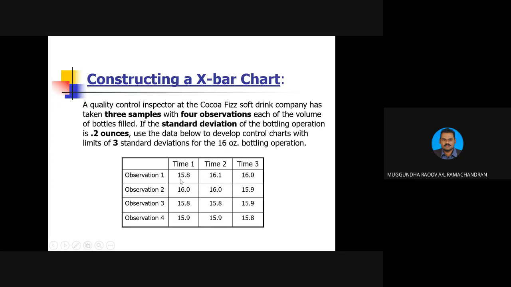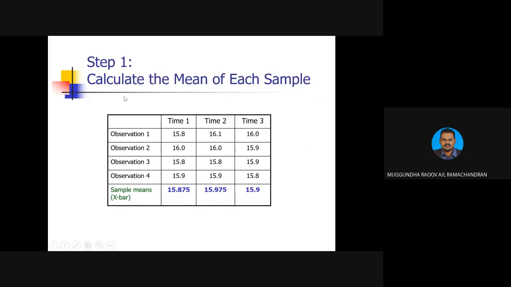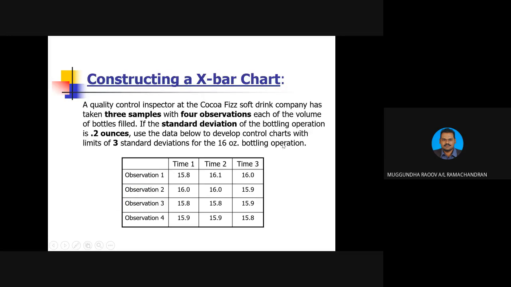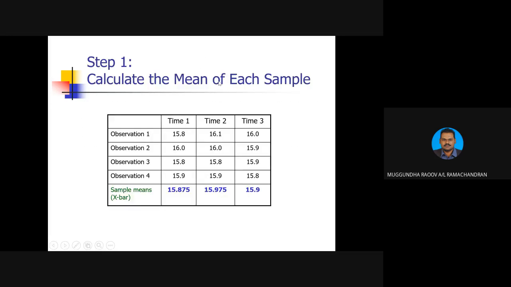Now class, we have a table here with four observations, and the samples were taken three times. First of all, remember class, whenever we talk about the X bar chart, we are referring to the mean. So the first thing we have to do is calculate the mean of the four observations. You add them and divide by 4. I think everyone here should know how to calculate the mean.